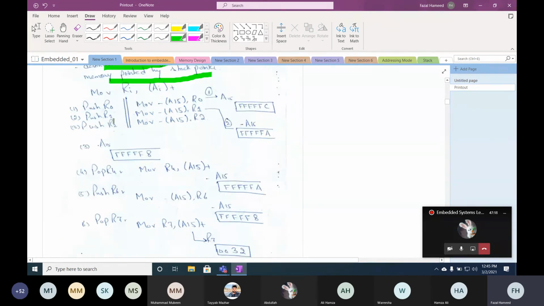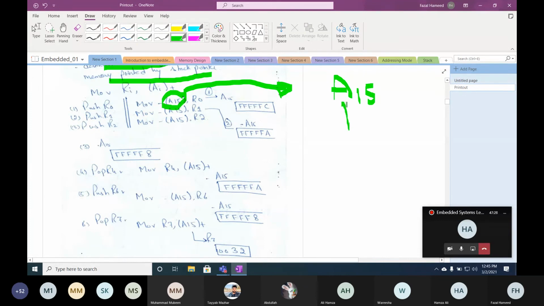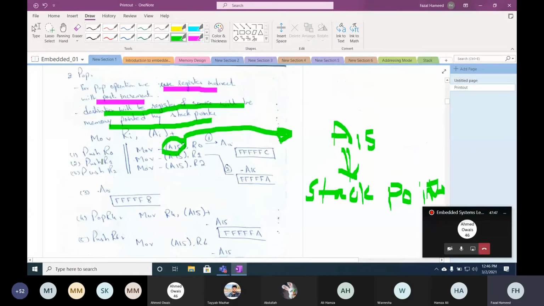Now in this particular example, we are using A15. What is A15 now? Sir, it is an address. So what is this address called? This address is actually the stack pointer. Because now what you are using? This push R0 is equal to minus (A15), R0.